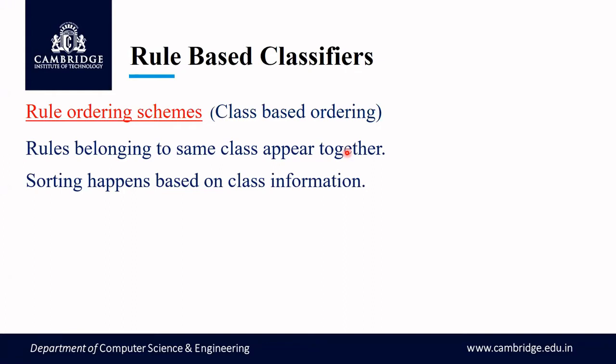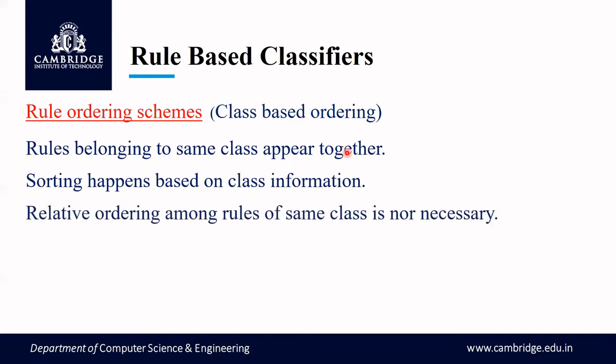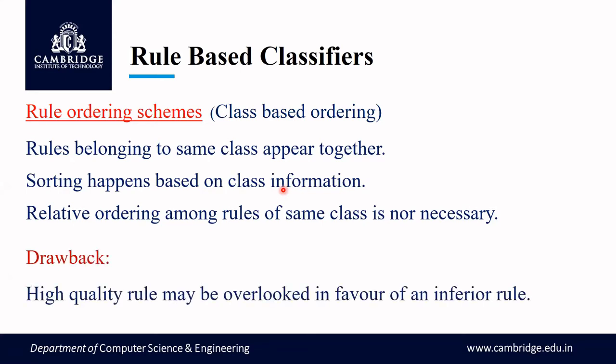This is what it means, class based ordering. Then based on the class information, we are going to sort them out. So what is this sorting? When I say sorting here, consider this example, and I'll explain with respect to that example. Here we also have a drawback. So what is that drawback? There is a chance that a higher quality rule may be overlooked in favor of an inferior rule. That is because we are going to sort it based on the class information.